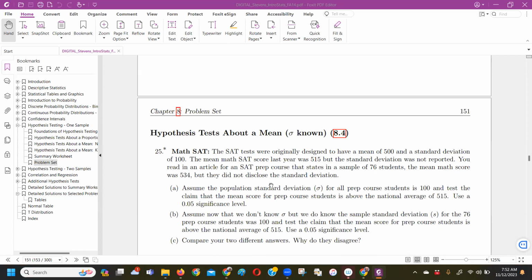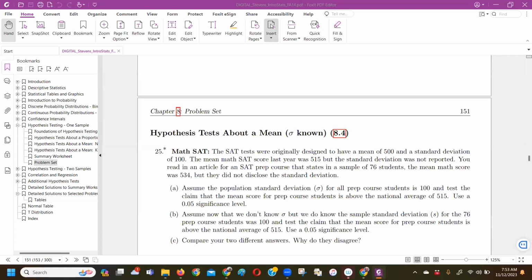So what are they trying to test with this? Assume the parent population deviation is 100 and test the claim the mean score for prep course students is above the national average of 515. Oh, I see. So these 76 people did an SAT prep course. Okay. So it's about 515, so they changed. It must be slightly different for that one year. The mean SAT last year was 515. Okay, so that means we're going to treat the same standard deviation. And then I guess I should read these more closely. Sample of 76 students, the mean score was 534.